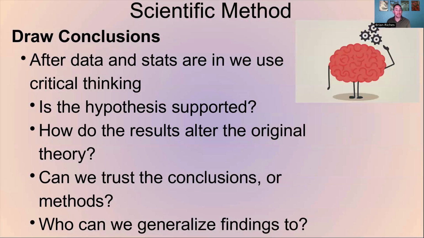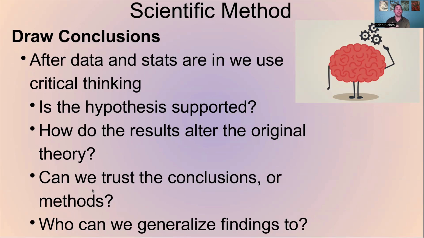All right. And then based on your data, you then draw conclusions. After your stats, you think, is your hypothesis supported? If I hypothesize people would be happy with puppies, is that hypothesis supported? And then do those results alter the original theory? Again, usually that's not the case. Usually you need many, many studies to then alter a theory, modify it, or jump to a new theory. But you should ask, can we trust the conclusions or the methods?